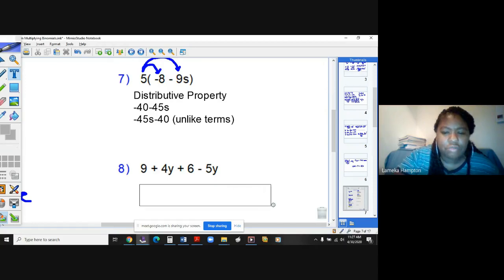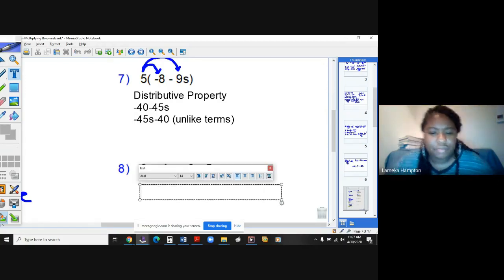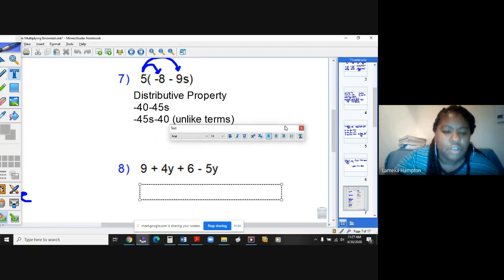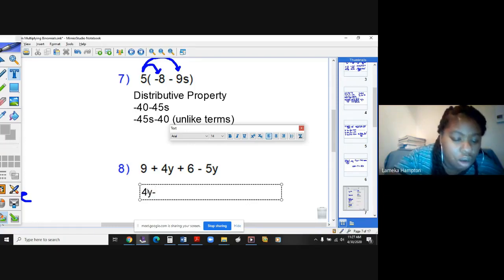Let me make sure I have enough room here. All right. Let me move this out the way so y'all can see. So we have 9 plus 6. Well, actually, this is what I'm going to do. I'm going to put my variables first. I'm going to say 4y minus 5y. Remember, always know that the number takes a sign. And then I'm going to say plus 6 plus 9. All right. And when I do this, tell me what my final answer is going to be.